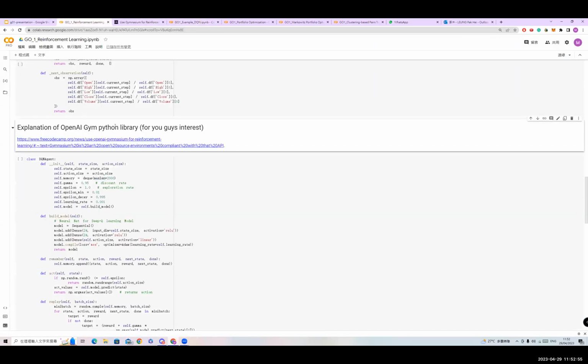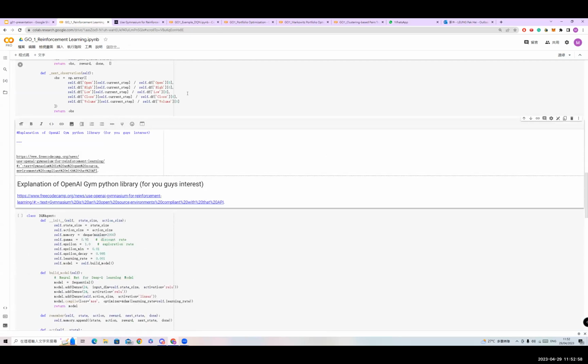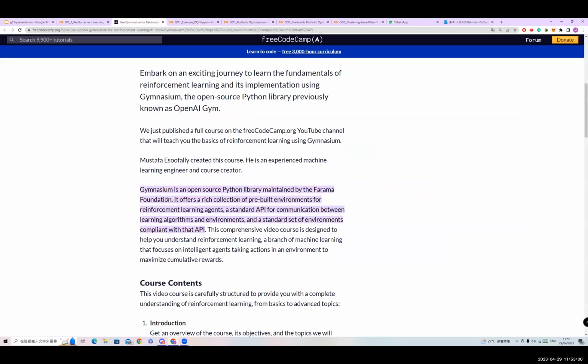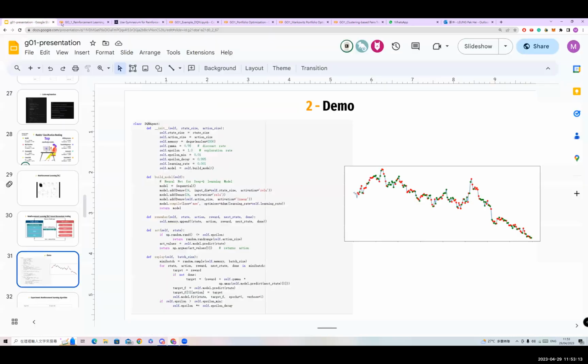Okay, so we will use the Python library offered by OpenAI, which is called Gym. Gym is a pre-built environment for reinforcement learning agents, and also a standard API for communication between the learning algorithm and the environment.